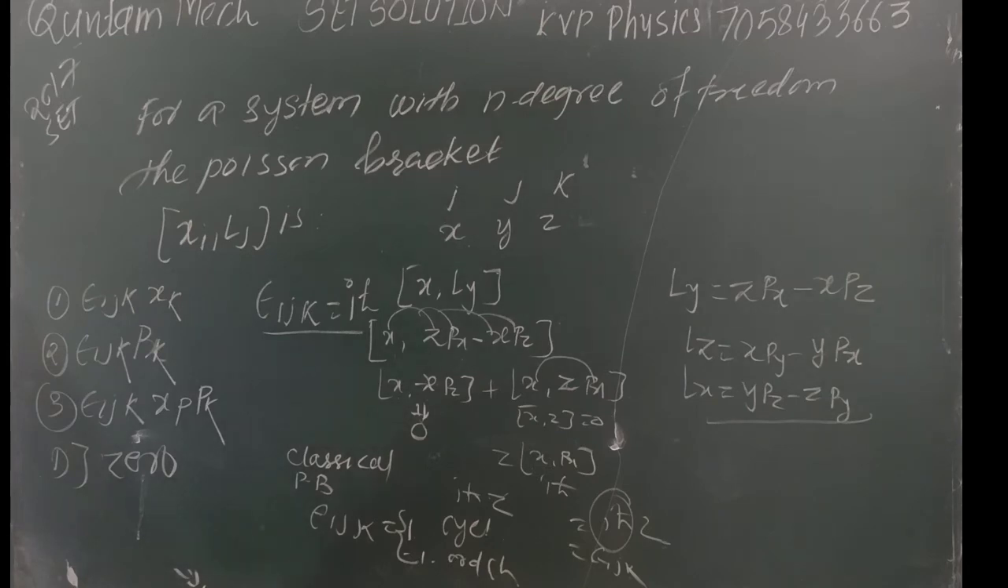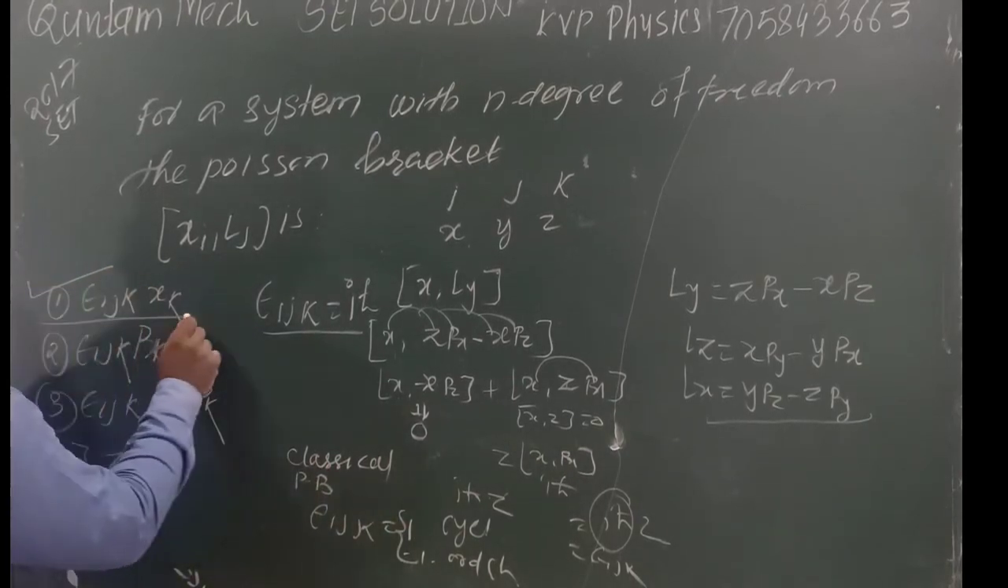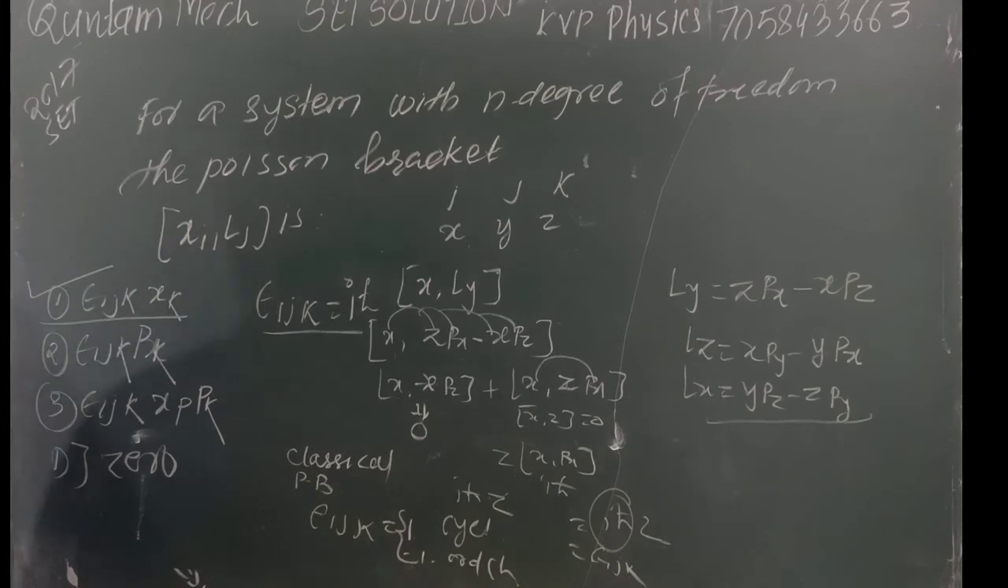And our options are: first option xk, second option pk, third option xk pk. Then which of the following options is correct? In this case, there is a k that survives. Xk is correct for this case. Epsilon ijk xk.